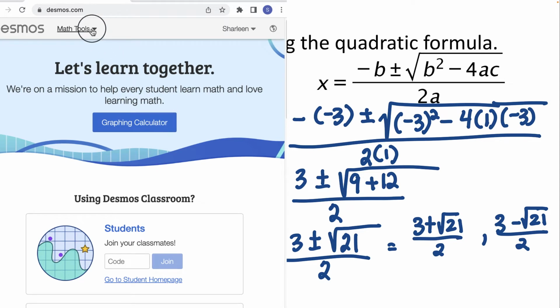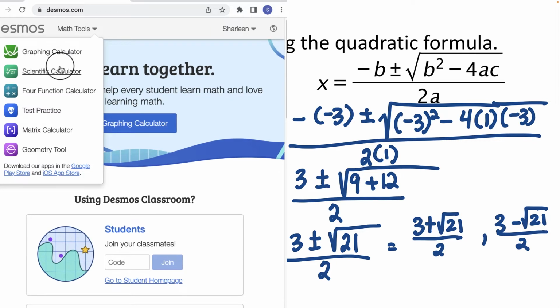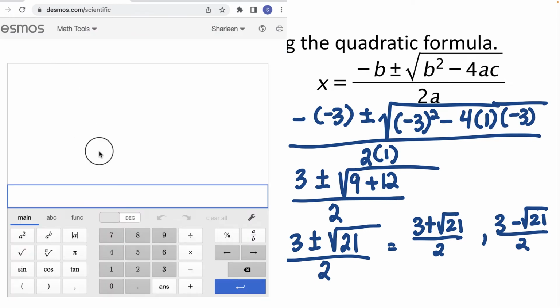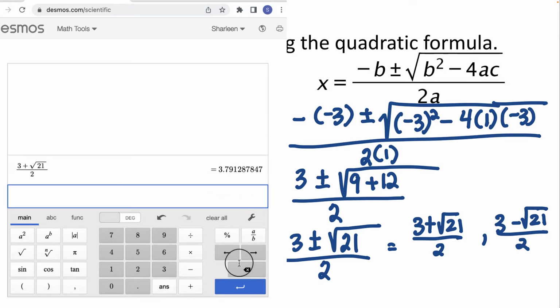From the Math Tools menu, select Scientific Calculator, or you could also use the graphing calculator. I'm going to use a scientific calculator here. So if I want to type in my first solution, which is 3 plus square root of 21 over 2, I'm first going to use the fraction key, or you can use the division sign on your keyboard. In the numerator, I'm going to type 3 plus the square root of 21. In the denominator, I'll type 2 and then hit enter.